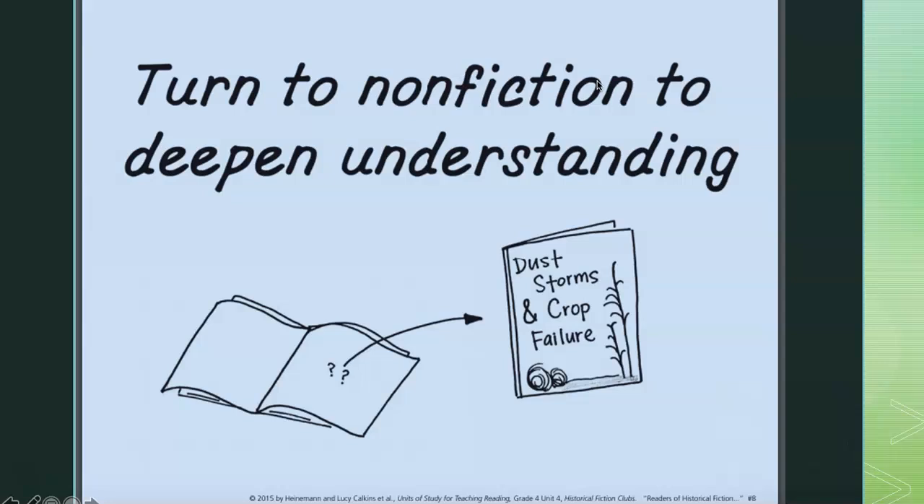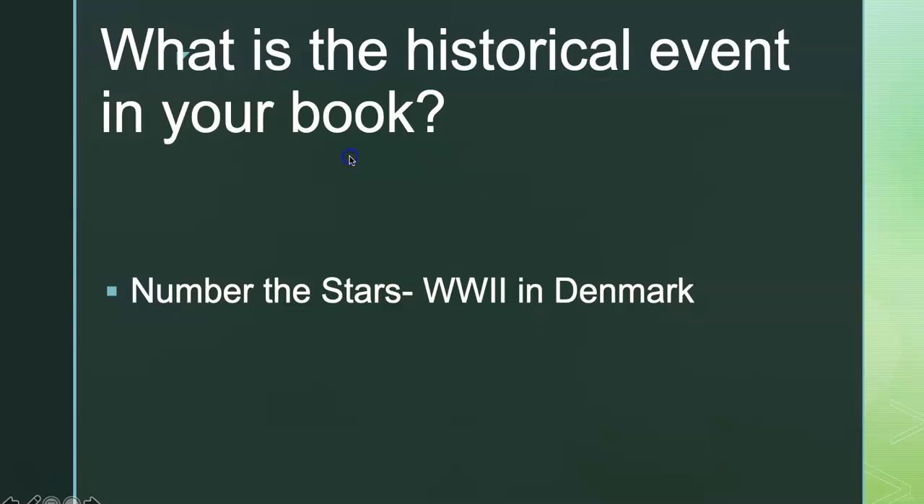Okay. So, to do that, we have to first think about the historical event in your book. So for example, in Number the Stars, we know that the historical event is World War II in Denmark. If you're unsure about the historical event in your book, please feel free to reach out to your teacher. You can also probably do some Googling online to figure out what that historical event is.